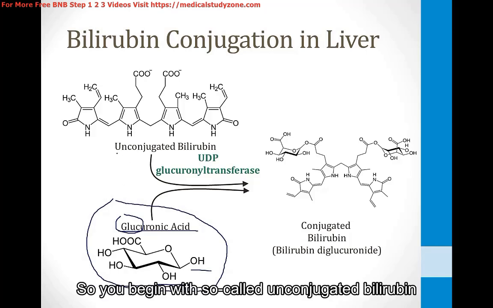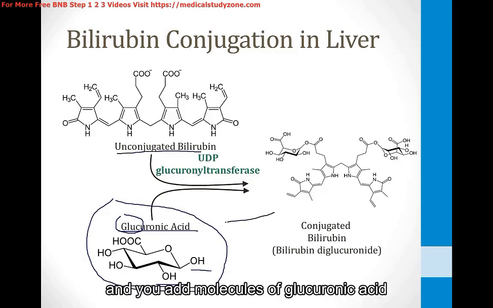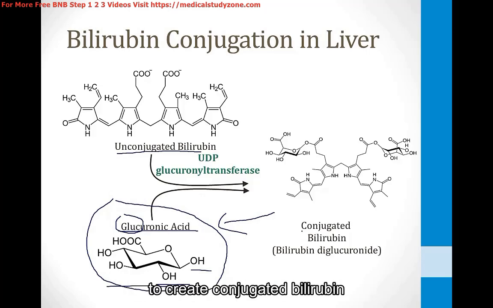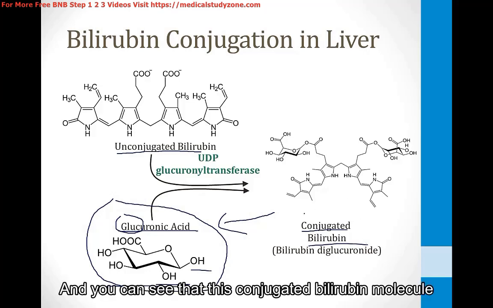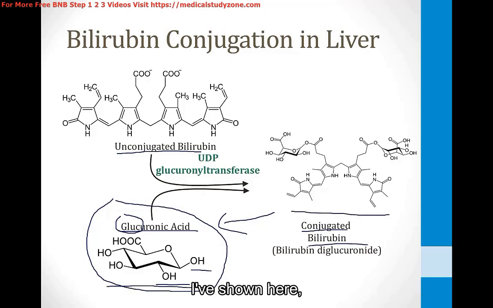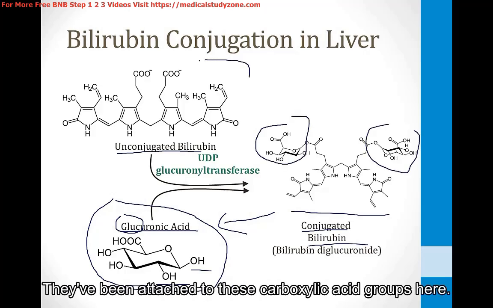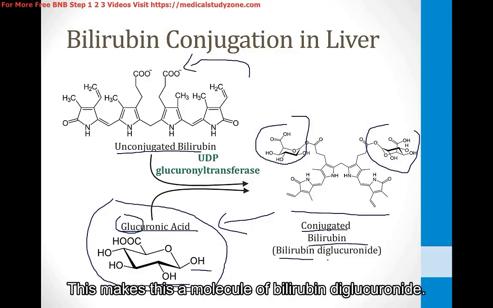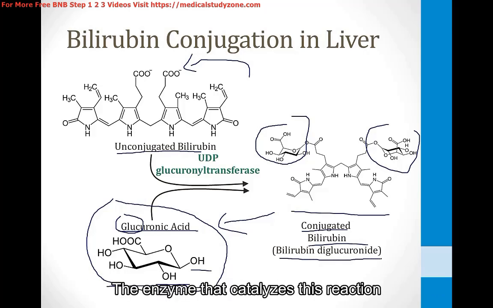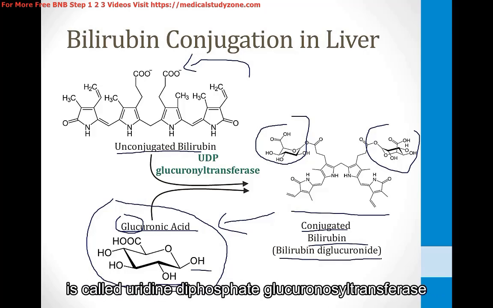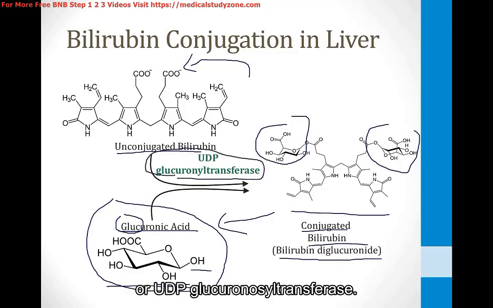So you begin with so-called unconjugated bilirubin and you add molecules of glucuronic acid to create conjugated bilirubin, which is now soluble in water. And you can see that this conjugated bilirubin molecule I've shown here has 2 molecules of glucuronic acid attached. They've been attached to these carboxylic acid groups here. This makes this a molecule of bilirubin diglucuronide. The enzyme that catalyzes this reaction is called uridine diphosphoglucuronyl transferase, or UDP glucuronyl transferase.